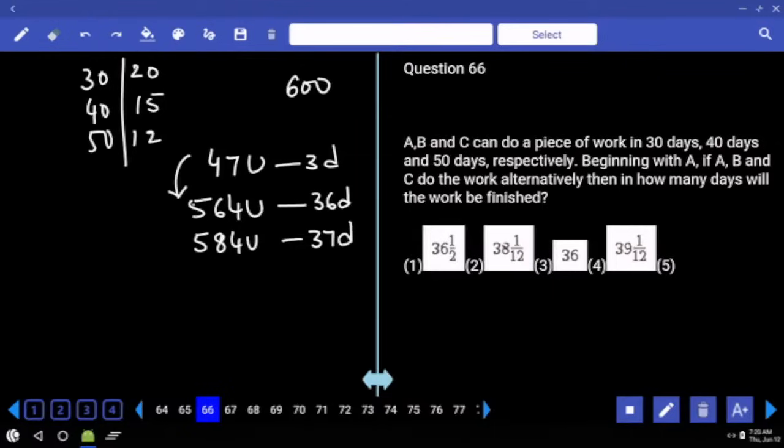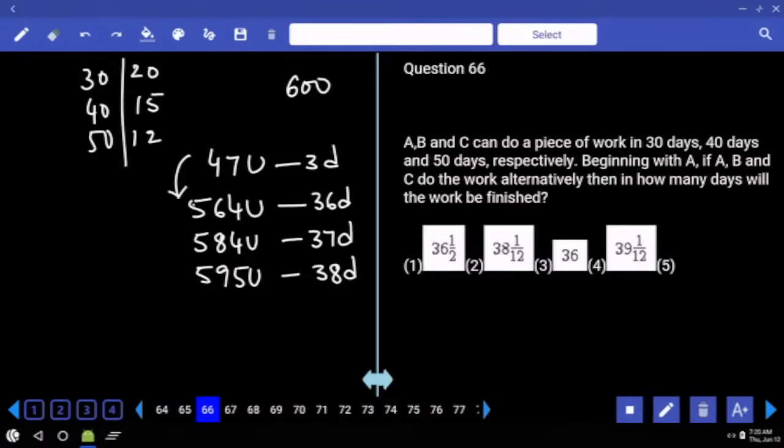Come on. Who will come on the 38th day? B will do 15 units. If you add 15, it becomes 595 units. Already how many days are over? 38 days over. 38 days over, correct? How many units more do we have?